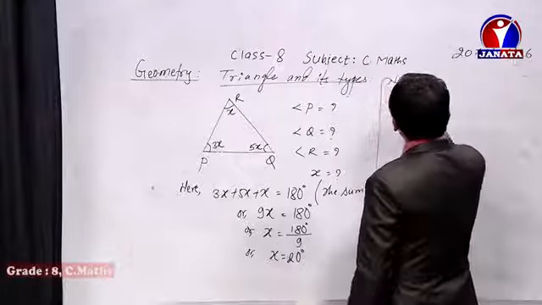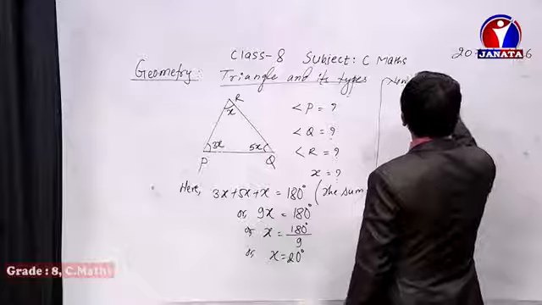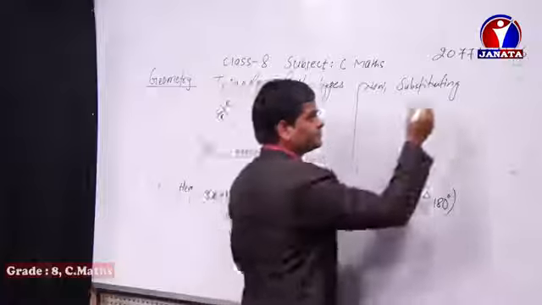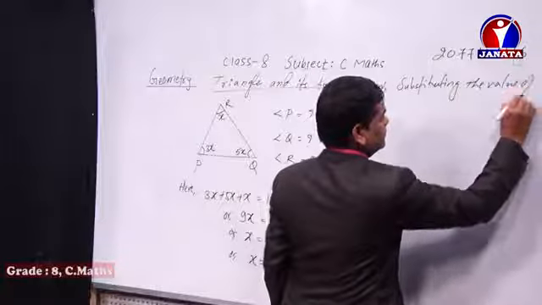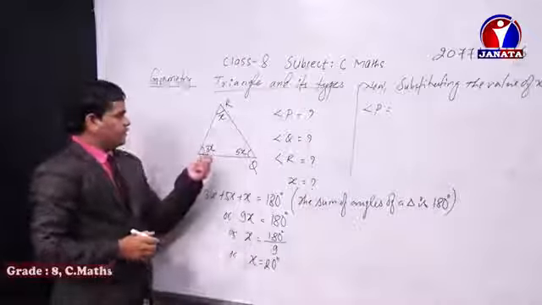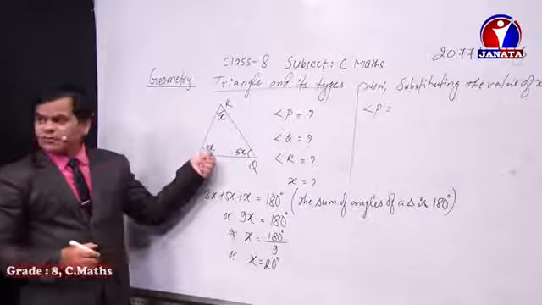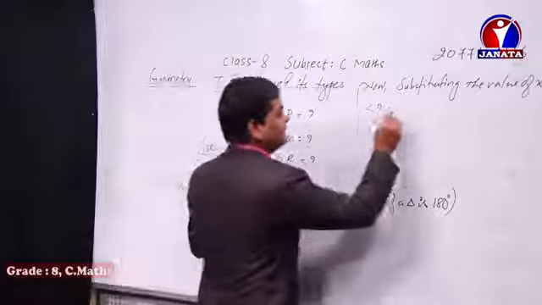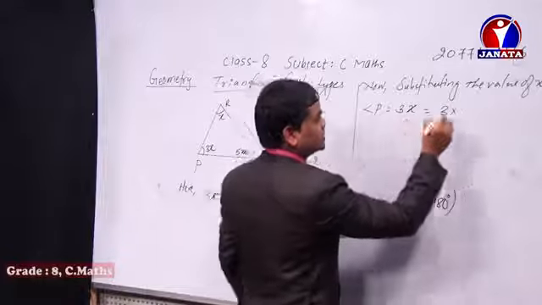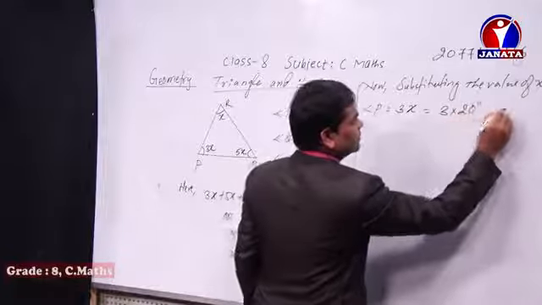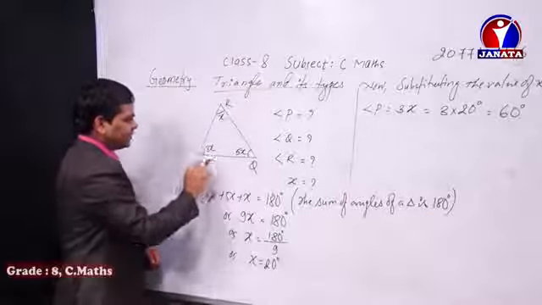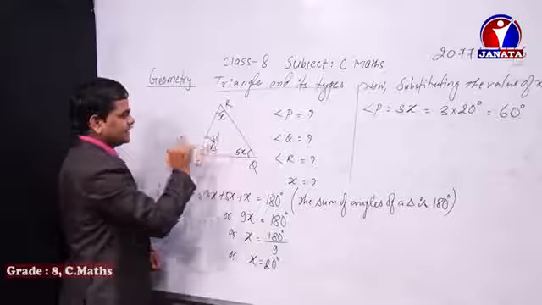Now what you have to write: putting the value, or substituting the value of x, angle P equals to, what is the value of angle P? In the question, there is 3x. So 3x equals 3 times, what is the value of x? We just got 20 degrees, equals 60 degrees. So we got the measurement of angle P as 60 degrees. It means the measurement of this angle came as 60 degrees.